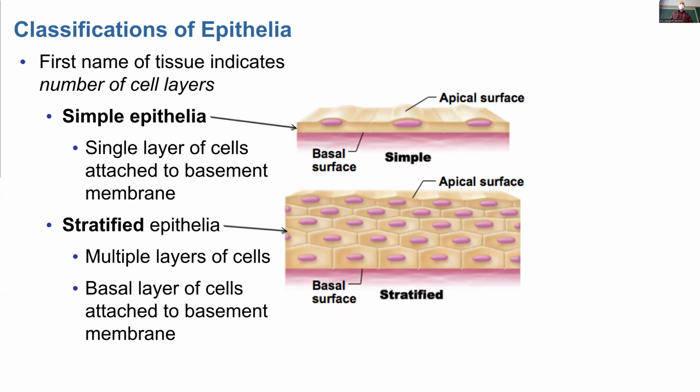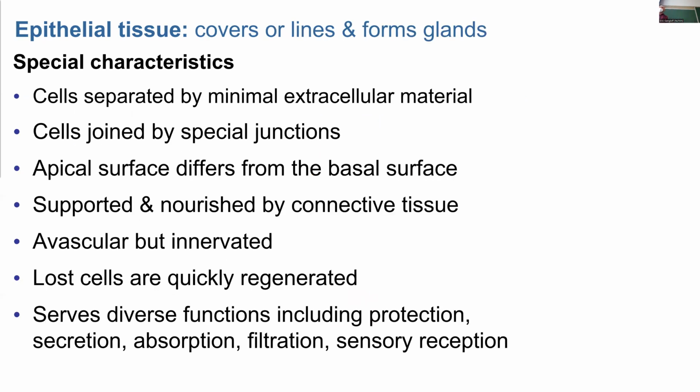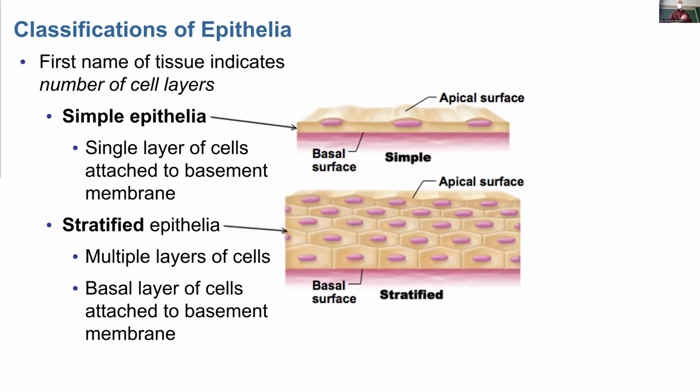Okay, we've talked about the general properties of epithelial cells as a whole. Now I want to move in and talk about different types of epithelial cells in more detail. So first, we can describe epithelial cells as being either simple or stratified. Simple epithelial tissue refers to epithelial tissue that is a single layer of cells. Stratified epithelial tissue is epithelial tissue that is composed of multiple layers of cells. The number of layers can vary, but the important thing is there's more than one. So we have simple epithelia and stratified epithelia.